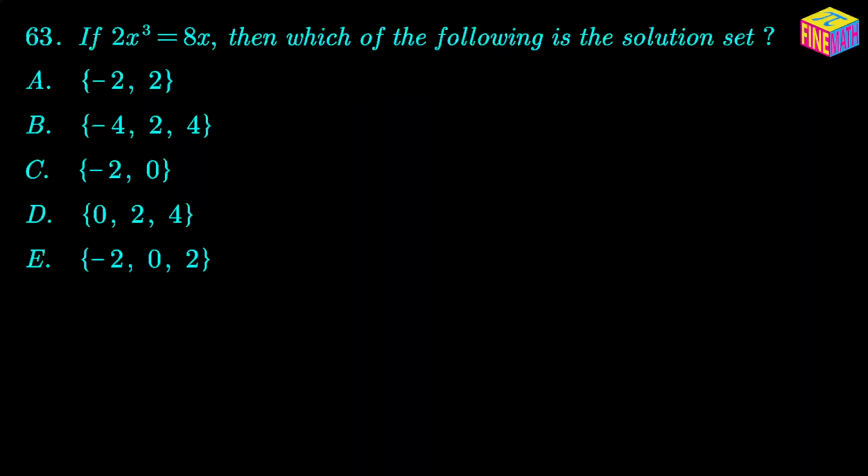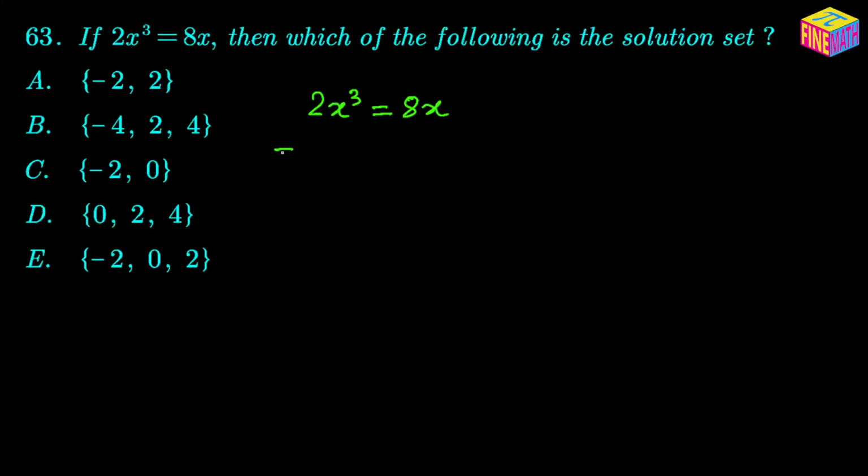So let's get started. Here the question says that if 2 times x cubed is equal to 8 times x, then which of the following is the solution set? And we have been given 5 possible solution sets. We have to select the correct one. So our equation is actually 2 times x cubed is equal to 8 times x. That is the given equation.